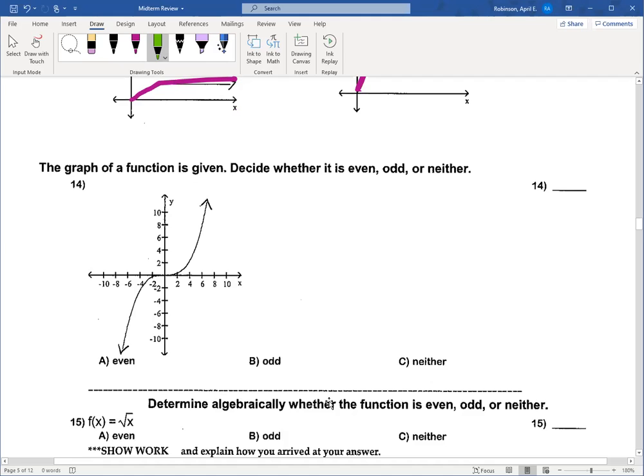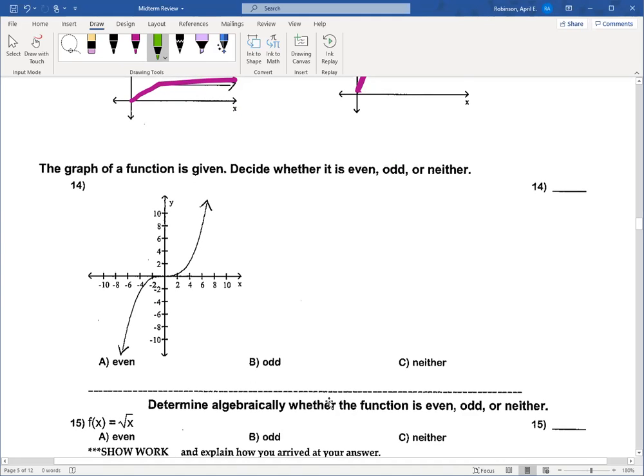The graph of the function is given. Decide whether it is even, odd, or neither. This is an x cubed function. This is the basic function of y equals x cubed.